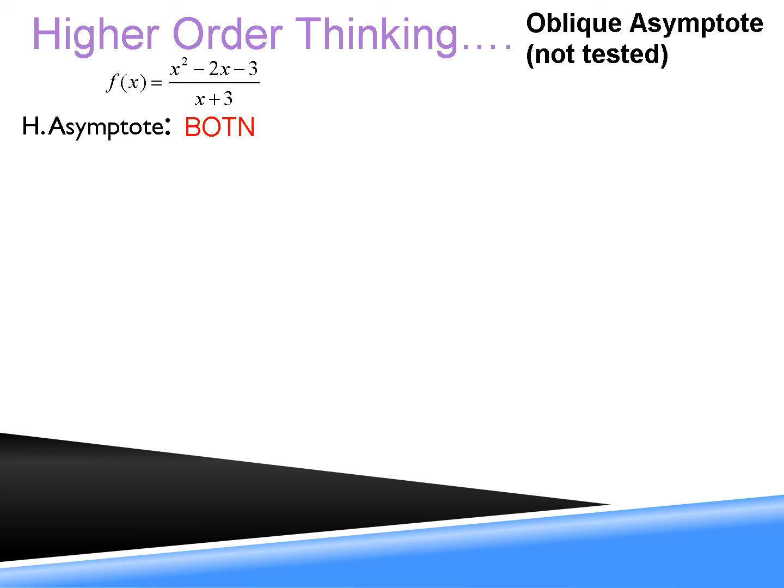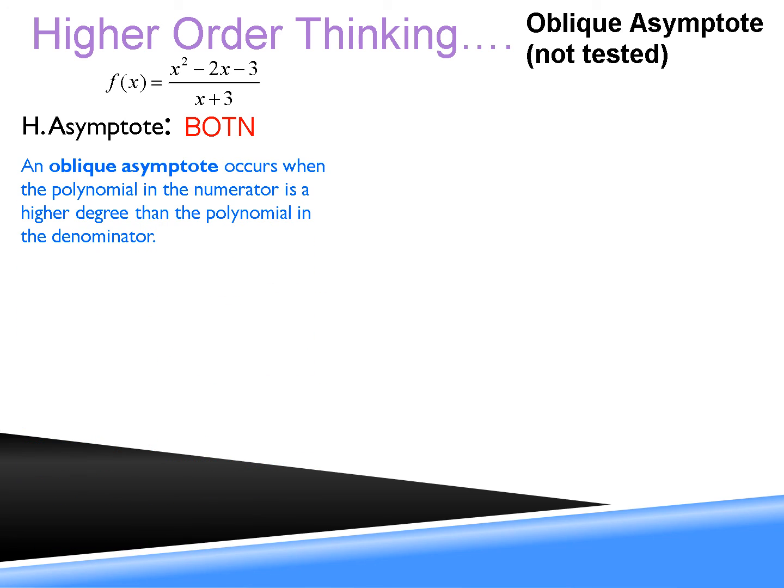When the degree of your numerator is bigger than the degree of your denominator by 1, you have something called an oblique asymptote. So instead of, think about it, instead of a horizontal or vertical asymptote, it's really like a sloped line. So an oblique asymptote is an asymptote that is much like a sloped line. And how you find the equation of that oblique asymptote is with synthetic division. Okay?